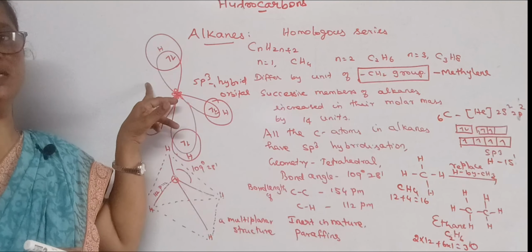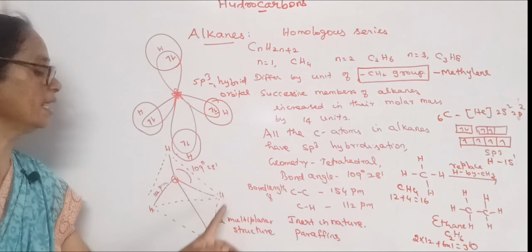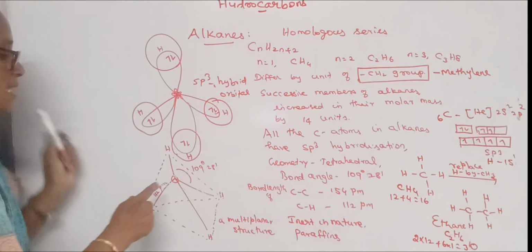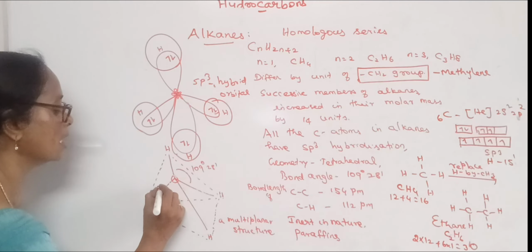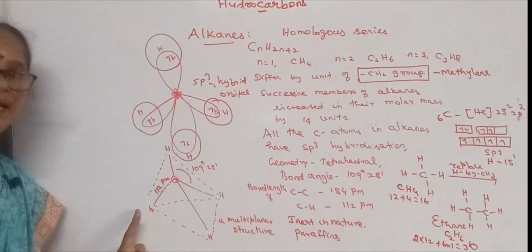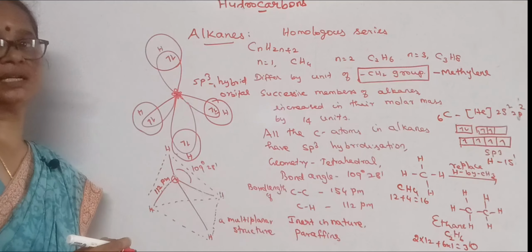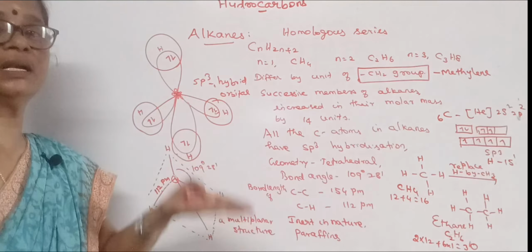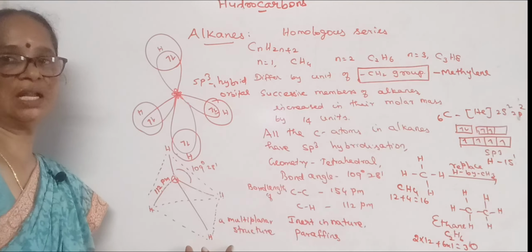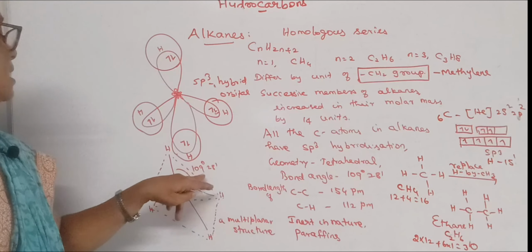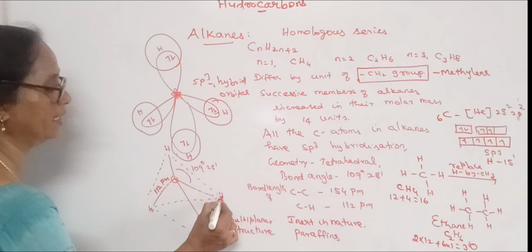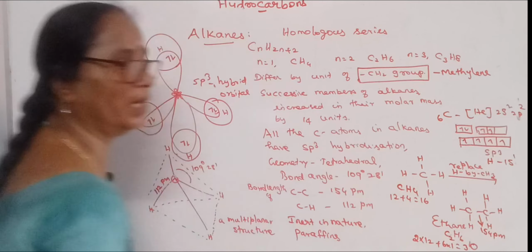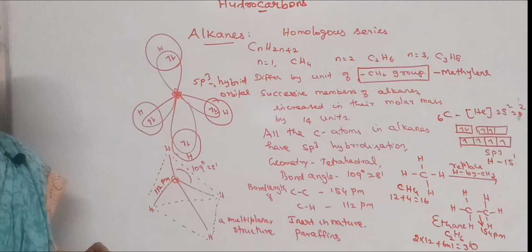As a result of sp3 hybridization, the 4 hydrogen atoms take up regular tetrahedral positions and the molecule occupies a tetrahedral structure. In the tetrahedral structure, the central atom is carbon and the 4 hydrogen atoms occupy the regular tetrahedral positions. It has a multiplanar structure, because only 2 of the groups and the carbon will lie on a plane, while the other 2 groups will be out of the plane, one above the plane and the other just below the plane. In this tetrahedral structure, the bond angle of hydrogen-carbon-hydrogen is 109 degrees 28 minutes. The carbon-carbon bond length is 154 picometers, and the carbon-hydrogen bond length is 112 picometers.